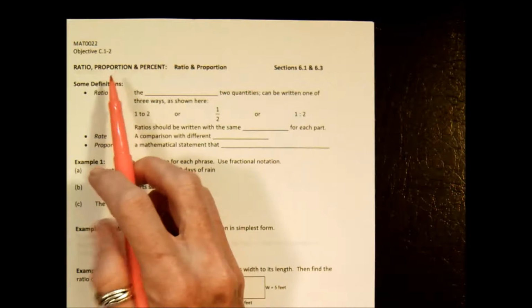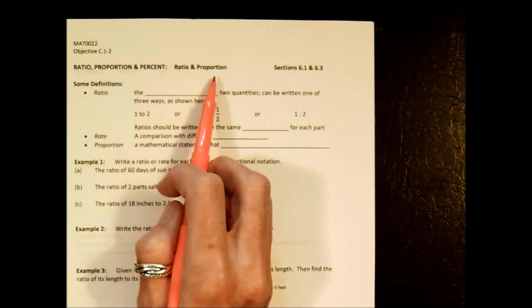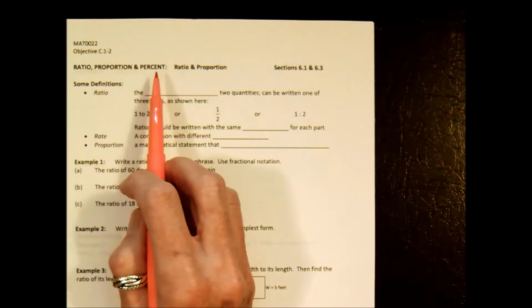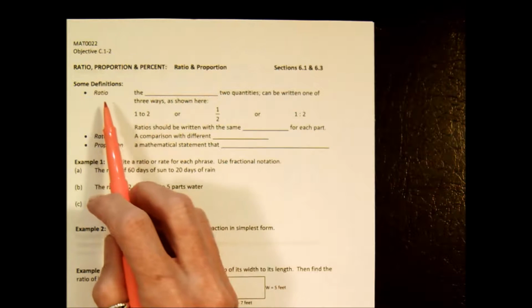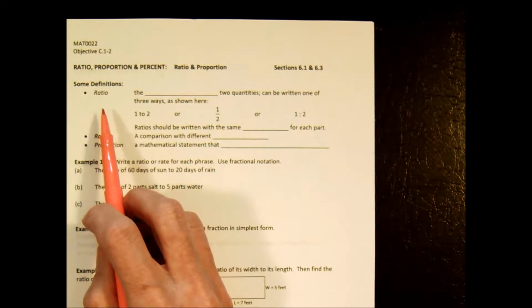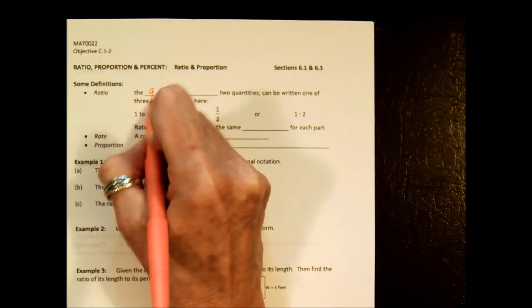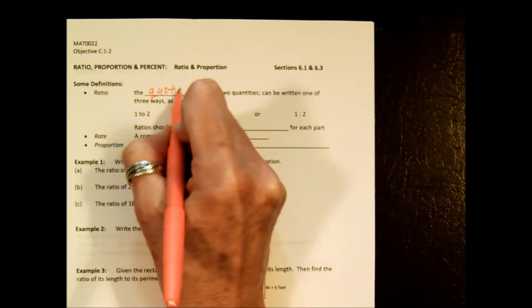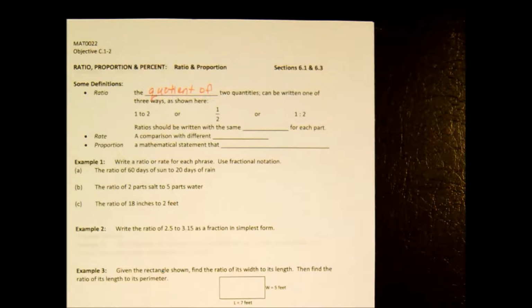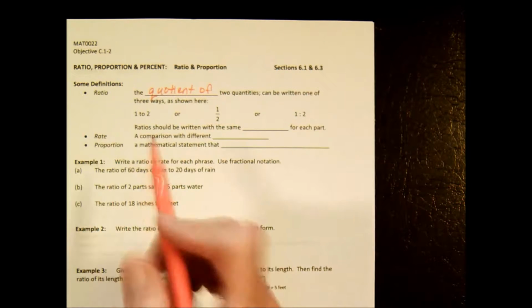This video is on ratio and proportion from our ratio, proportion, and percent module. So let's look at some definitions first and kind of fill in here. A ratio is just the quotient, meaning division, the quotient of two quantities, and it can be written in one of three ways.